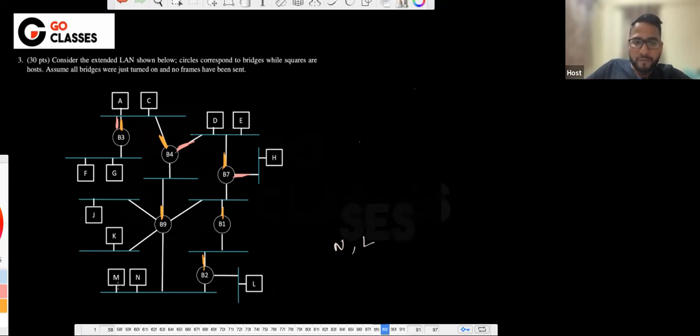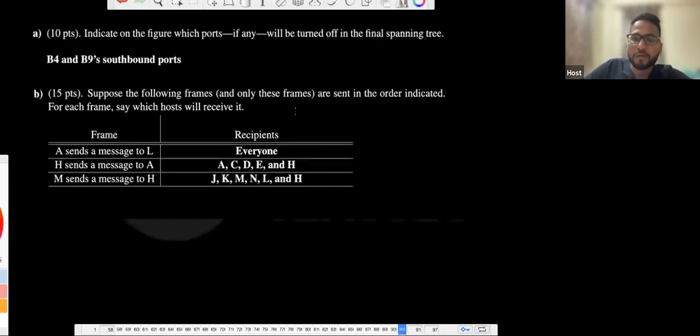Anyway, if M is forwarding to H, so we want to check if M is forwarding to H, then it will send to L, then this B1 will send to this line, and then whether this port is blocked or not. That's what I want to see, whether this port is blocked or this port is blocked. So let me see the answer. Maybe based on the spanning tree, you should be doing this question. I'm directly concluding with the answer, which port is blocked. So J, K, L, M, N, H, that's what they're saying.